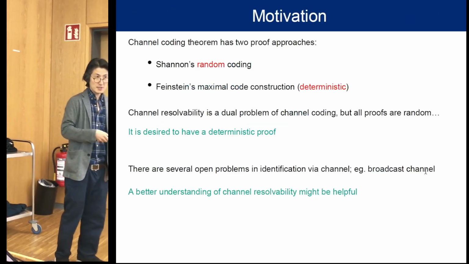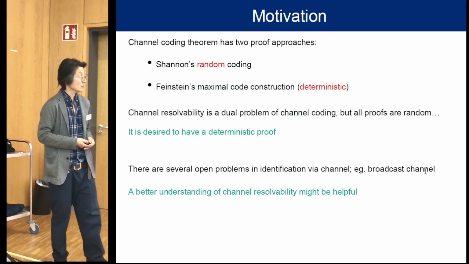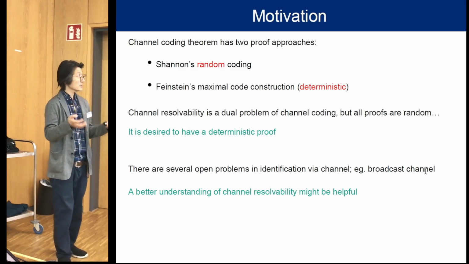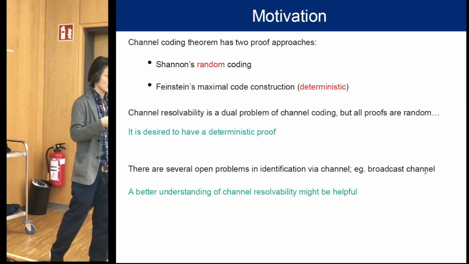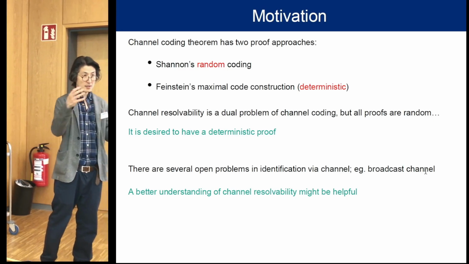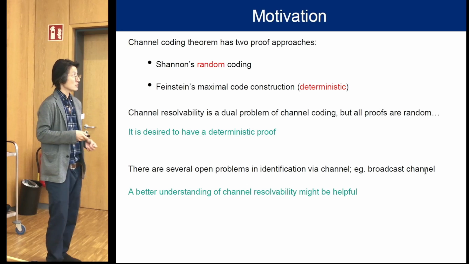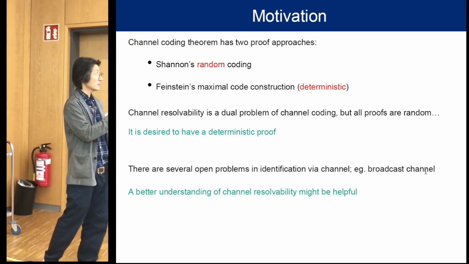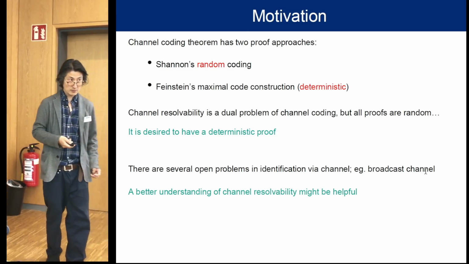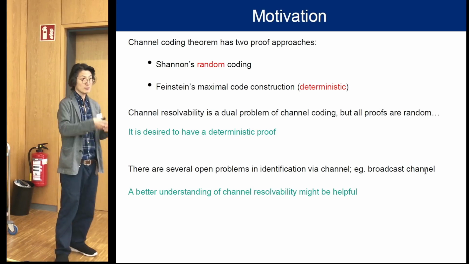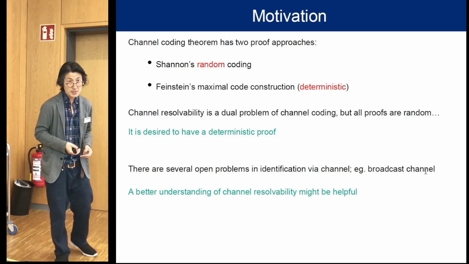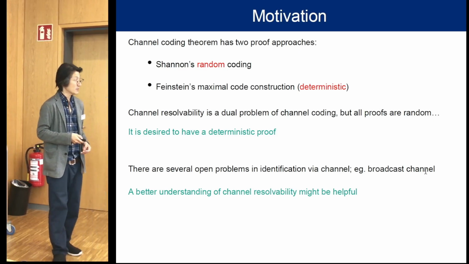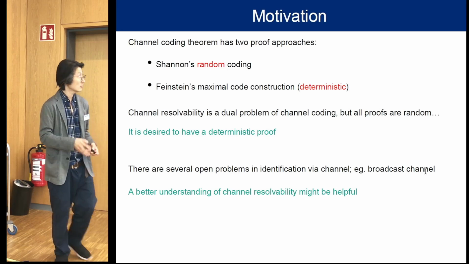Next, let me explain our motivation for this work. In the standard channel coding problem, there are basically two proof approaches. The first one is the famous Shannon's random coding method. This method is widely used in information theory, and it is written in any textbook on information theory, such as Cover and Thomas.